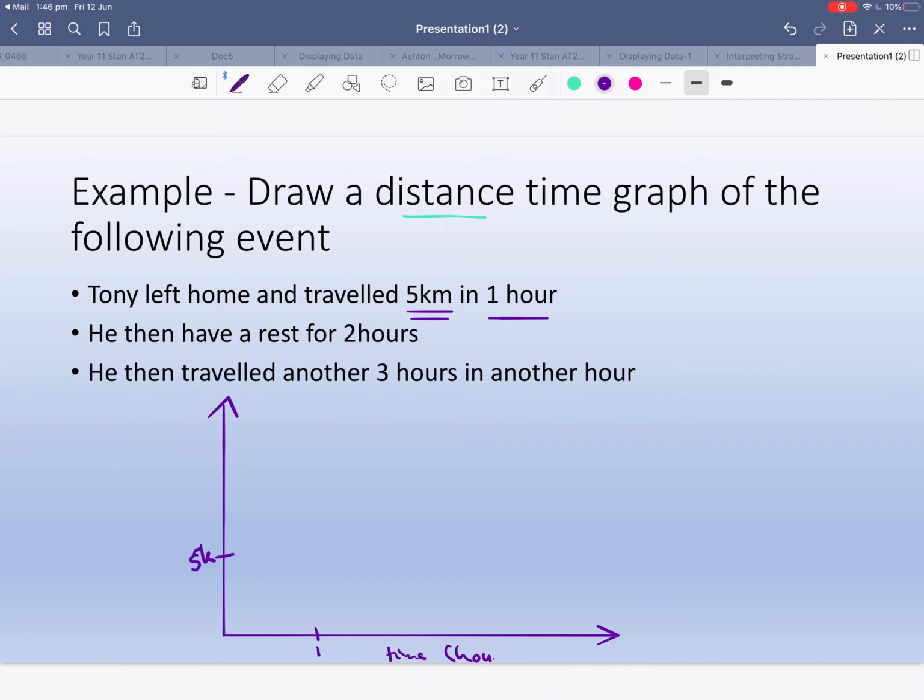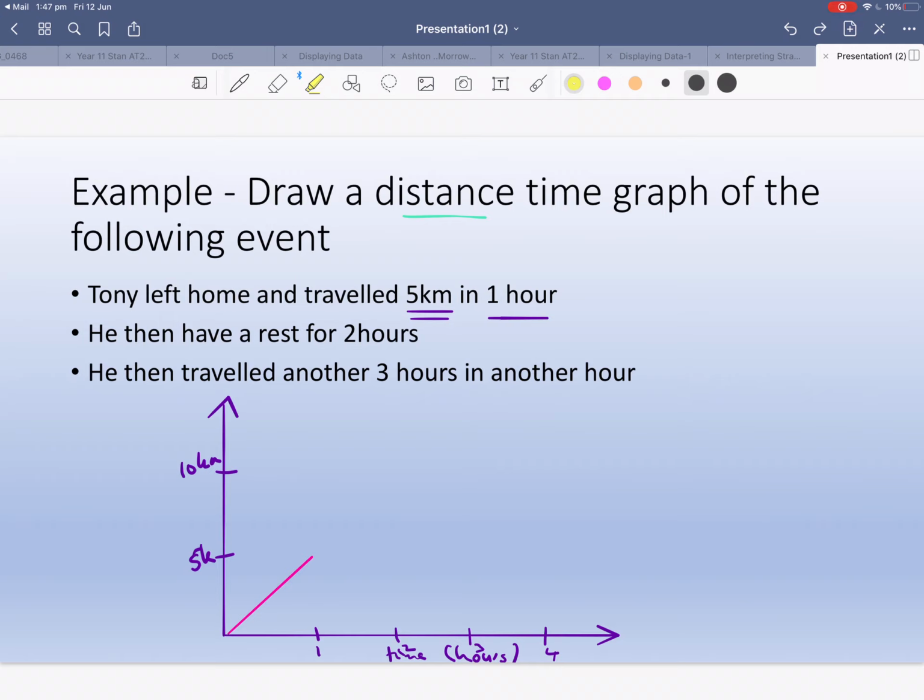You always have to label your diagram. Okay, so that'll be 2, 3, 4, and that'll be about 10 kilometers. Okay, so now let's do it. Tony traveled 5 kilometers in 1 hour. So let's go up to there. See how we go up to there, and that's 5 kilometers. So that fits. Now we're drawing it.